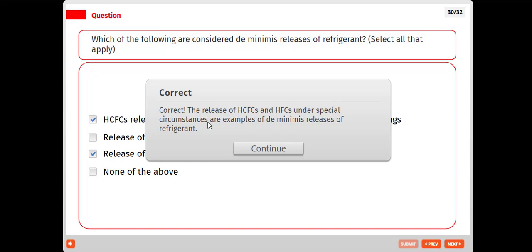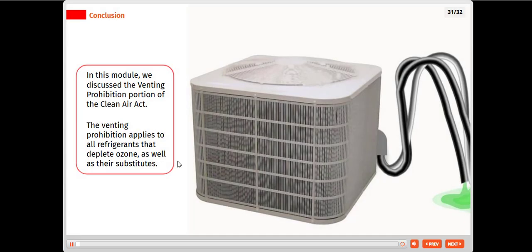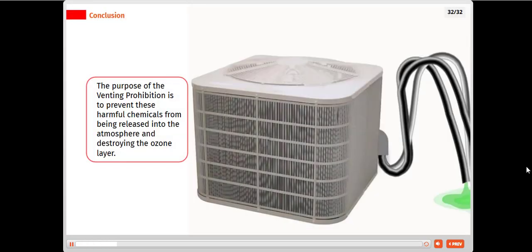Correct. HCFC and HFCs under special circumstances are examples of de minimis release of refrigerant. In this module, we discussed the venting prohibition portion of the Clean Air Act. The venting prohibition applies to all refrigerants that deplete ozone, as well as their substitutes. The purpose of the venting prohibition is to prevent these harmful chemicals from being released into the atmosphere and destroying the ozone layer.